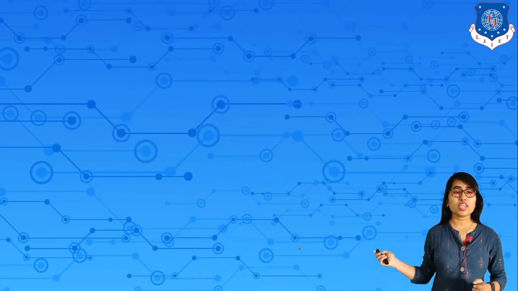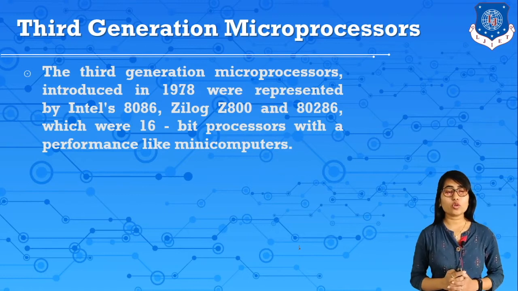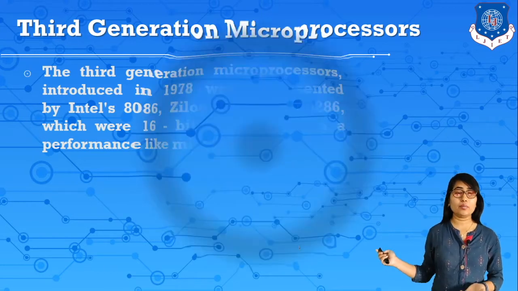Then next we have the third generation microprocessor. The third generation microprocessor, introduced in 1978, was represented by Intel's 8086, Zilog Z8000 and 80286, which were 16-bit processors with performance like a minicomputer.